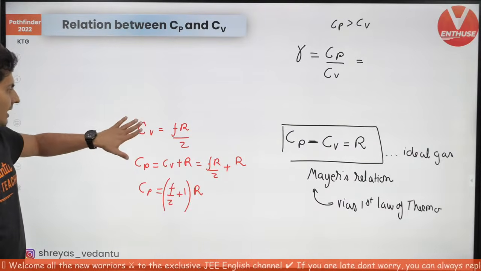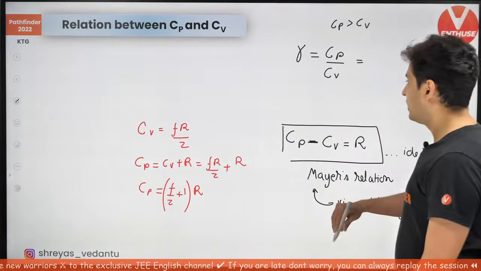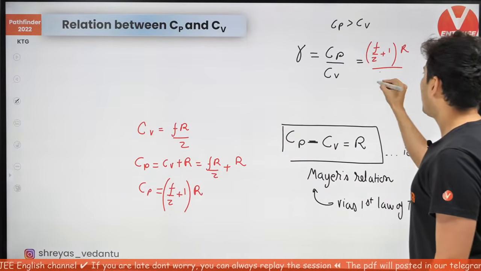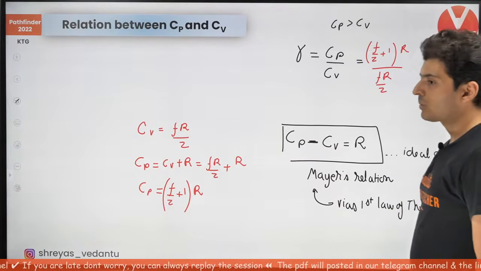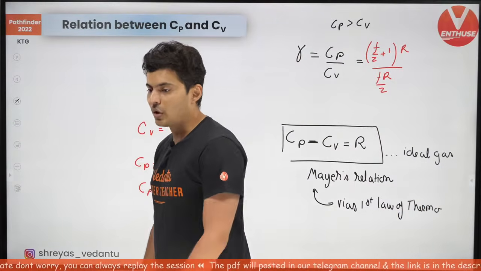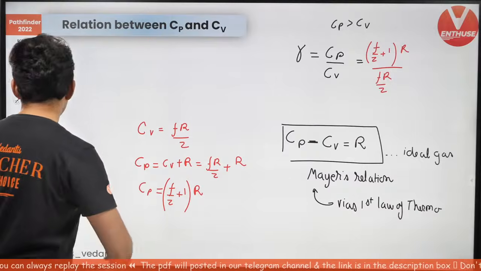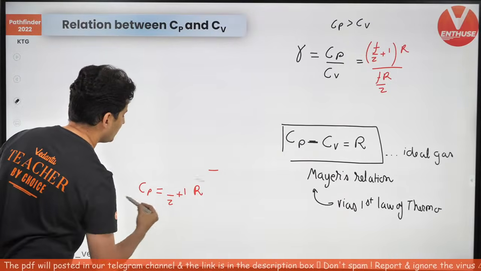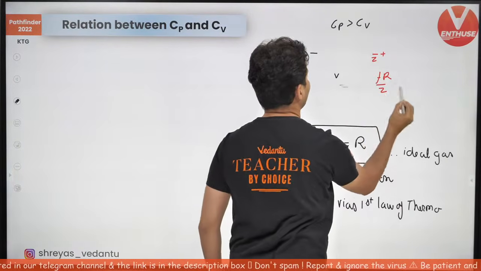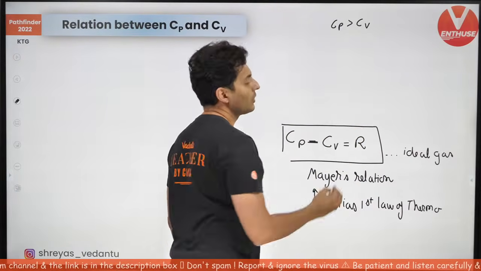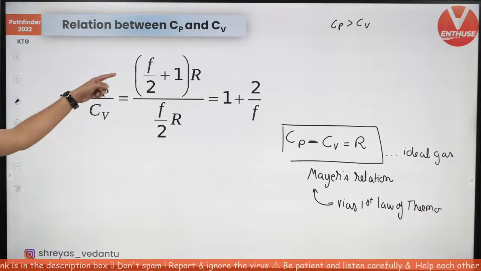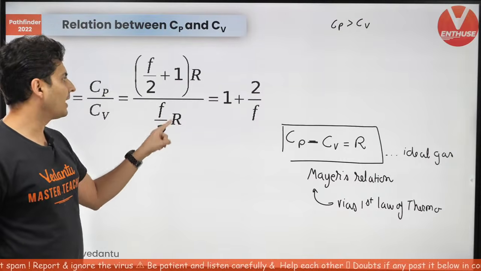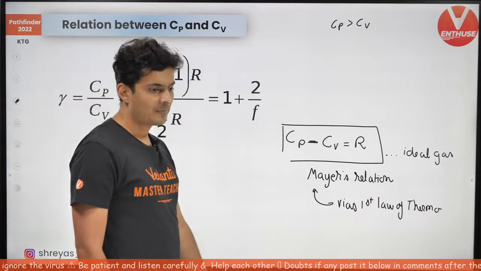Now when you take this and substitute it over here, what are you going to get? You are going to get (F by 2 plus 1) into R divided by F into R divided by 2. So what is the final answer that you are going to get out here? I'll just erase this because it was already there. Okay. So what are you going to get eventually? Cp by Cv will be (F by 2 plus 1) into R over F by 2 R, R cancels, rearrange it, and you are just going to get 1 plus 2 by F.